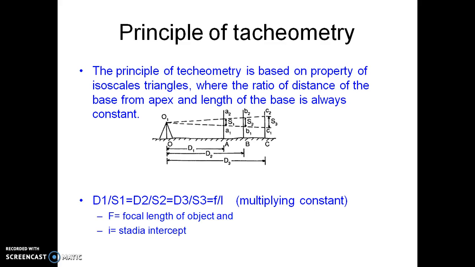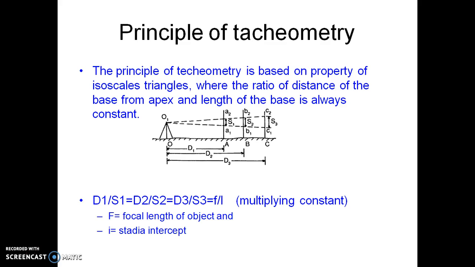Here comes the principle of tachometry and how it avoids the usage of tape and chain. It is based on the property of isosceles triangles, where the ratio of the distance of the base from the apex of the triangle and the length of the base is always constant. This principle is going to help in avoiding the usage of tape or chain.